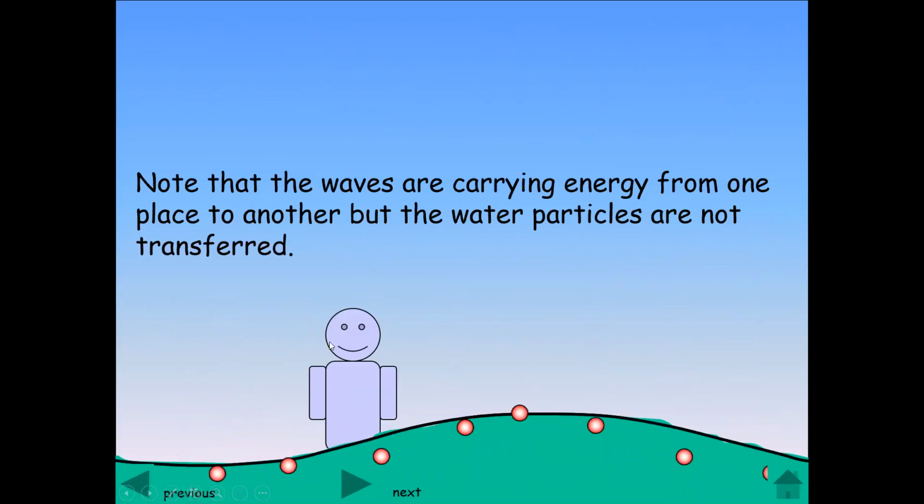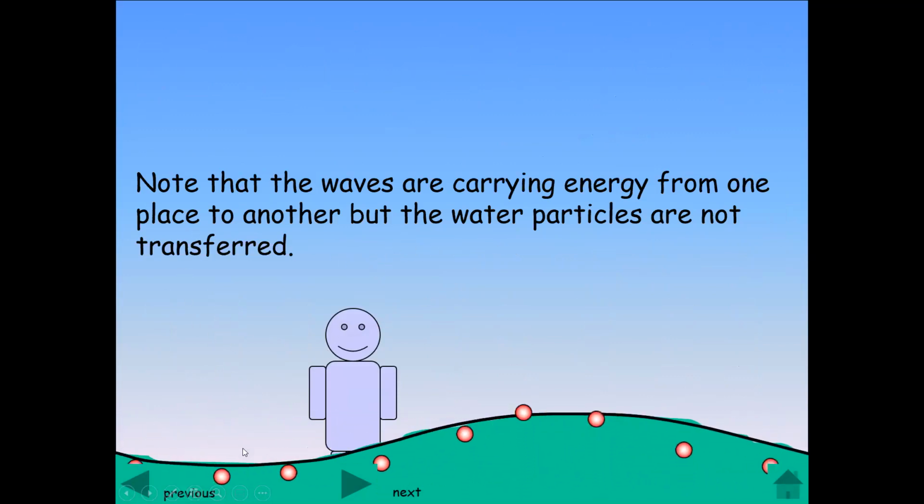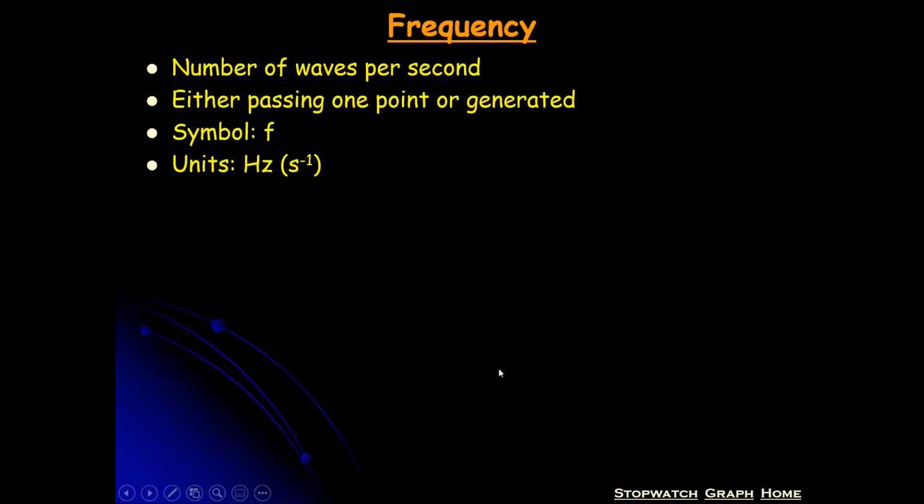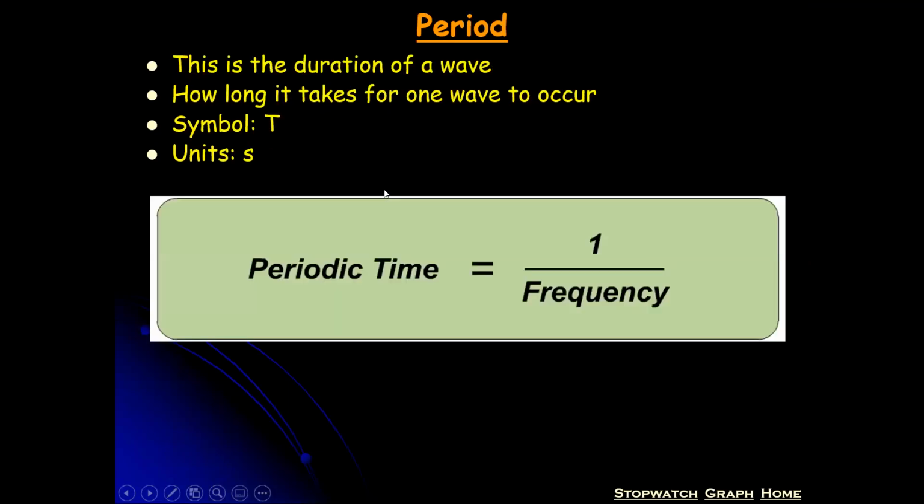In the same way, these particles are moving up and down and they're transferring energy from one place to another. So frequency is how many waves are there in 1 second. It is denoted by the symbol f and the unit is hertz or second inverse. And frequency is the reciprocal of the time period, or time period is the reciprocal of frequency.